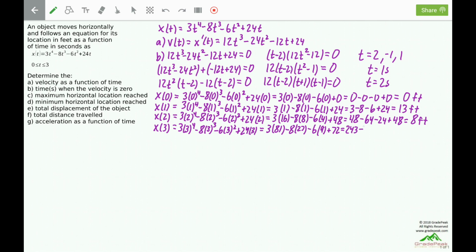Minus 8 times 27 is 216. Minus 6 times 9 is 54. And then plus the 72. Now 243 minus 216 is 27. Minus 54 is negative 27. Added to 72 will be 45 feet. So now it has turned back around and moved from 8 in the positive direction up to the 45.